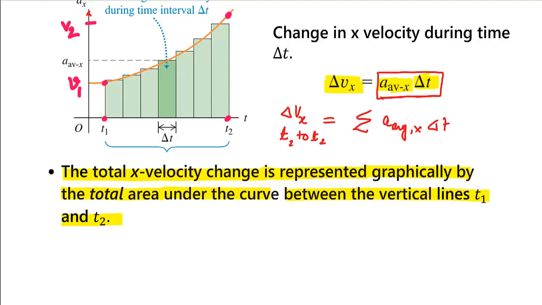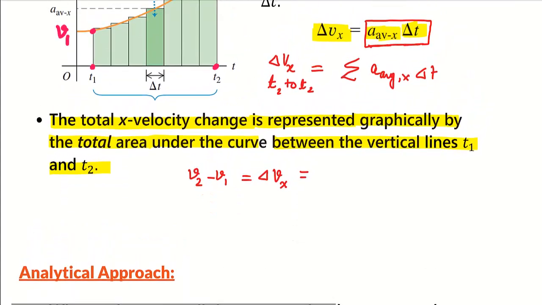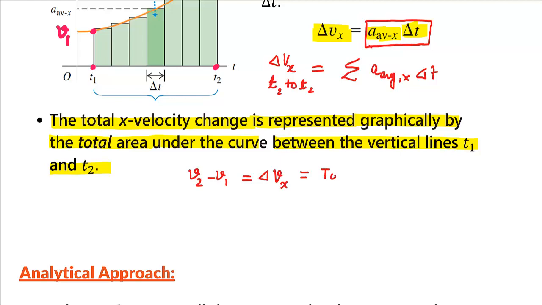Now if I want to calculate the change, this means v2 minus v1, which is nothing but the change in velocity in the x direction, and this is nothing but the total area between time t1 and t2. So if I can calculate this area, I can calculate the change in the velocity. So this is the graphical approach.